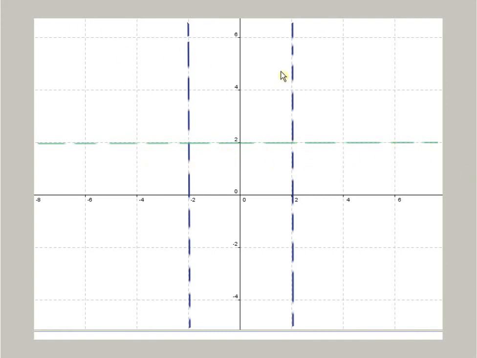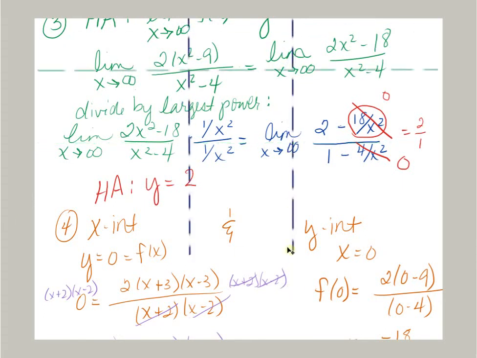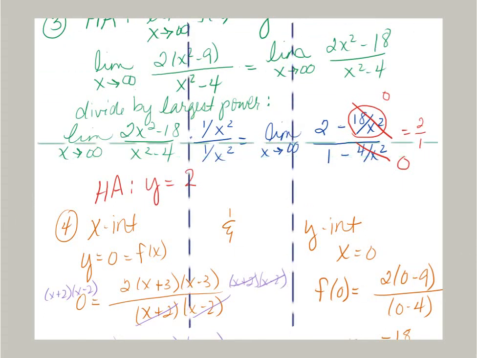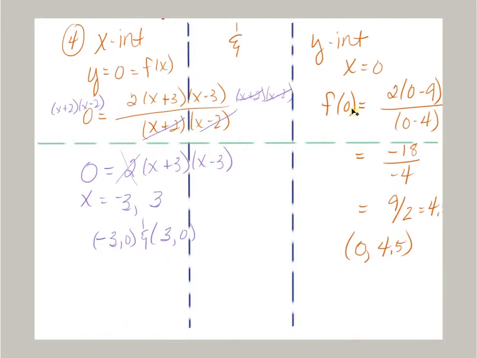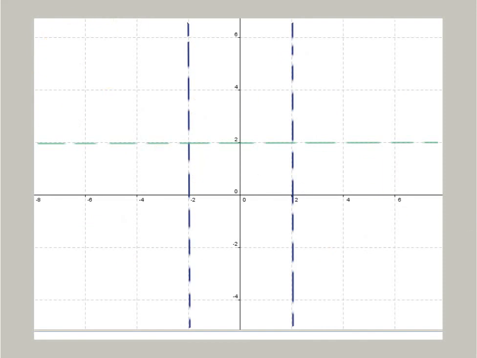All right, I got some more information coming. I also had x-intercepts at 3 and -3 and a y-intercept at 4.5. So x-intercepts at 3 and -3, so one here and one here, and a y-intercept at 4.5. That gives me some information.